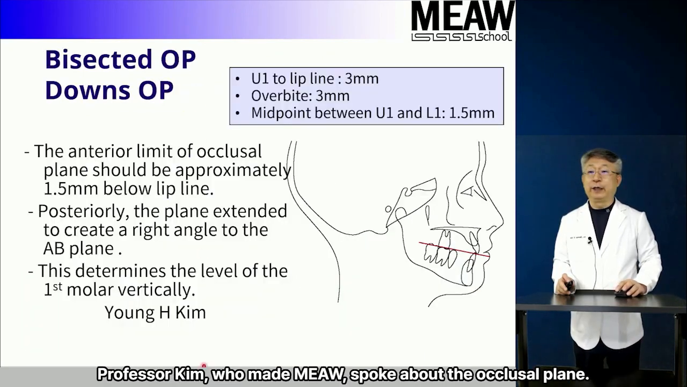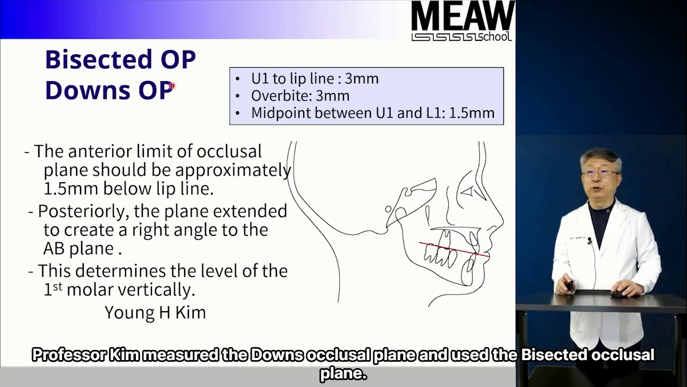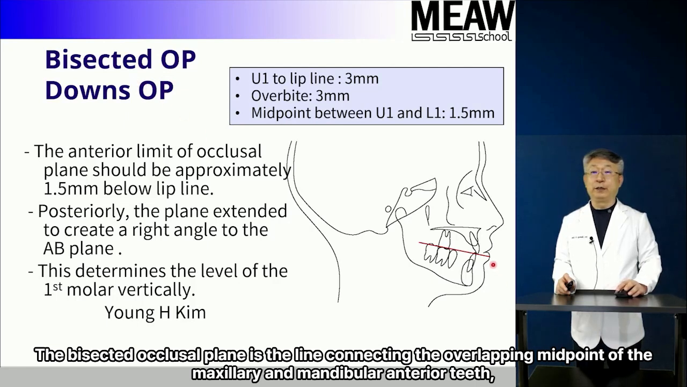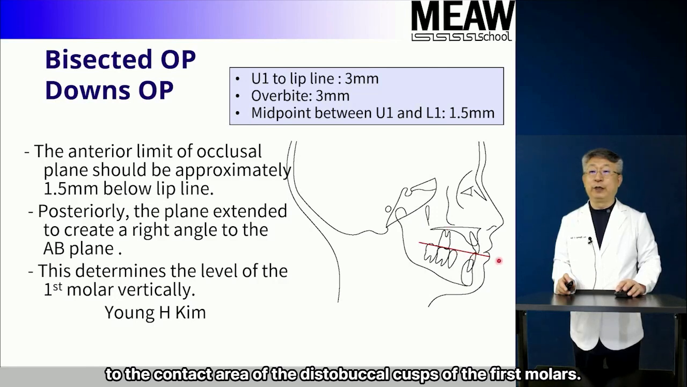Professor Kim, who made MEAW, spoke about the occlusal plane. Professor Kim measured the Downs occlusal plane and used the bisected occlusal plane. The bisected occlusal plane is the line connecting the overlapping midpoint of the maxillary and mandibular anterior teeth to the contact area of the distobuccal cusps of the first molars.